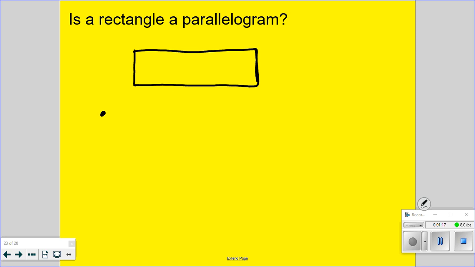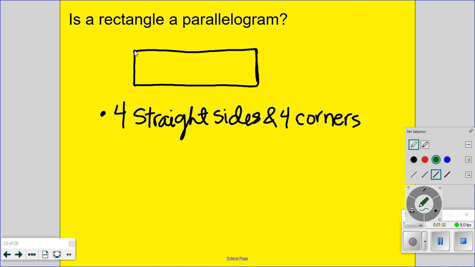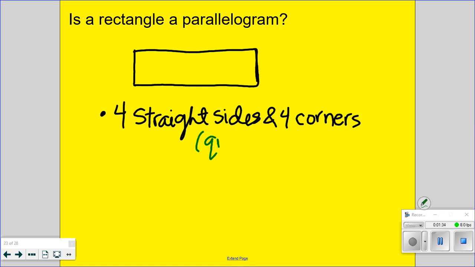Perfect. So we know it has 4 straight sides and 4 corners. And Bella's right. Instead of writing all that, we could just say AKA, that is a quadrilateral. Very good. Make sure we get this in our notebook. What else do we know about a rectangle?